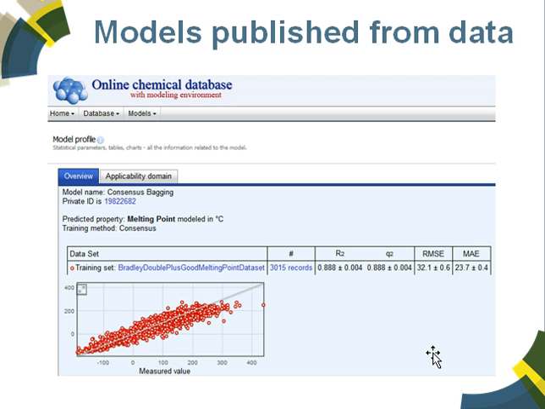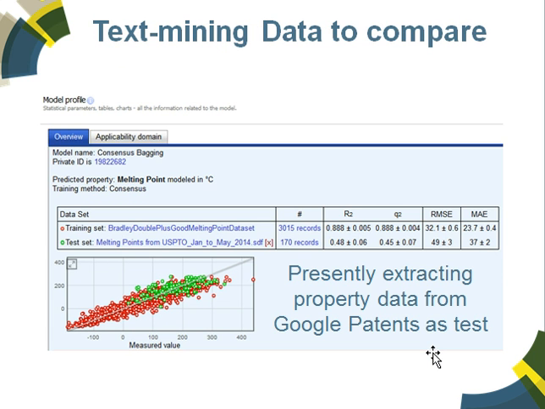This is the model that was built, and we started a search against Google Patents, and this is extracting melting points directly from Google Patents. It's only 170 records, but you can see very, very good consistency between the model and the extracted values.